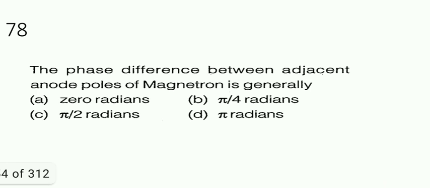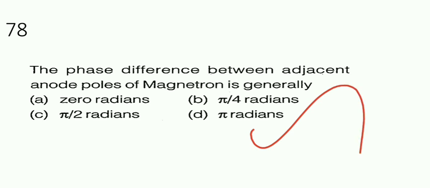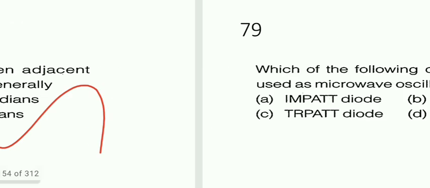The phase difference between the adjacent anode poles of a magnetron is generally pi by 4, right? So it's pi radian. So directly we can write the answer as pi radian. No need to worry about this.